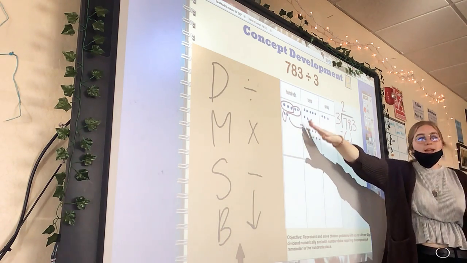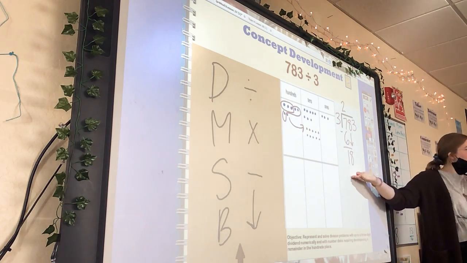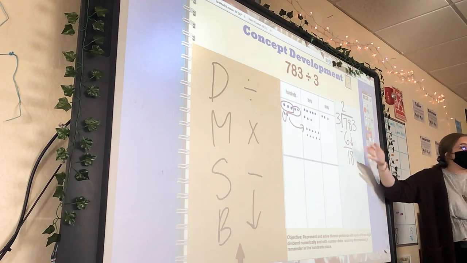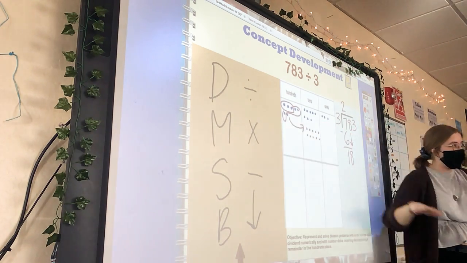How many dots do we have in our tens place right now? 18. Oh, look at that. Do you see how the bringing it down connects to the place value chart? Kind of, sort of. Okay, Lily, go ahead.